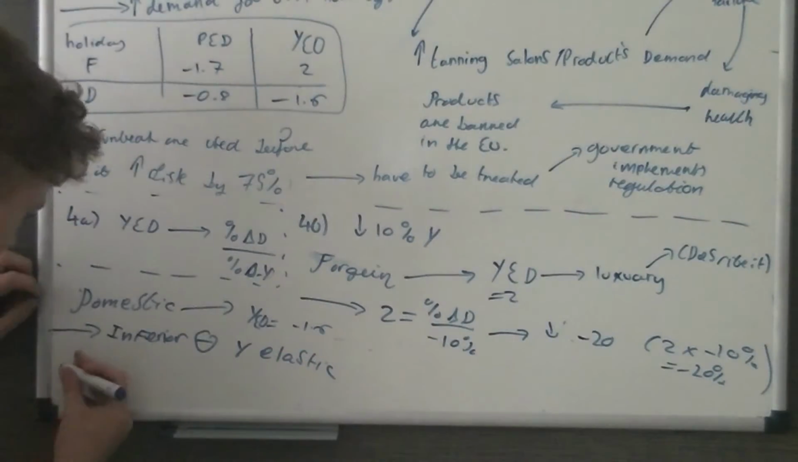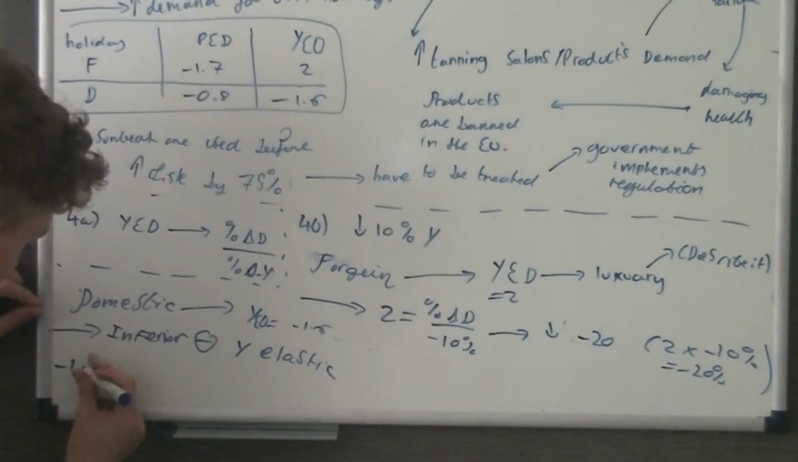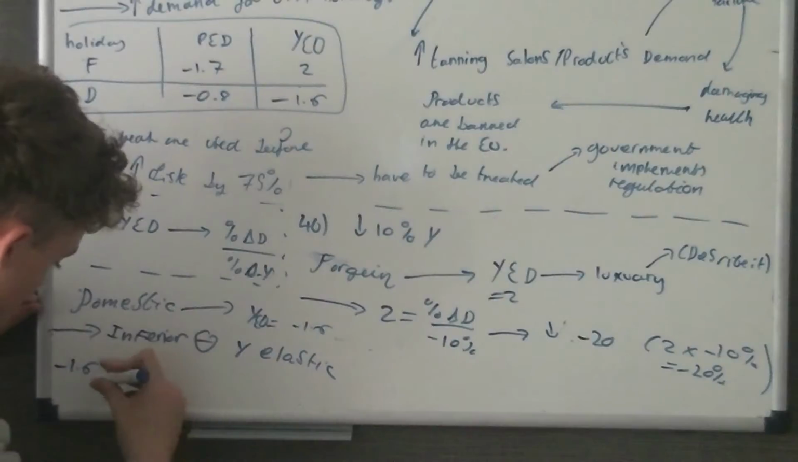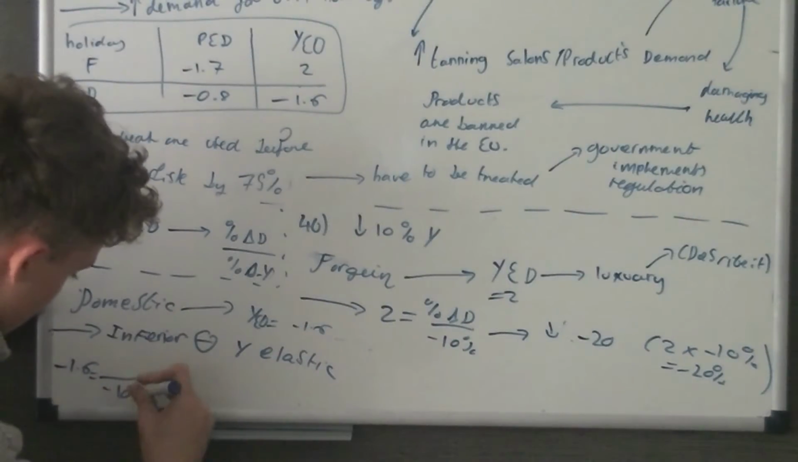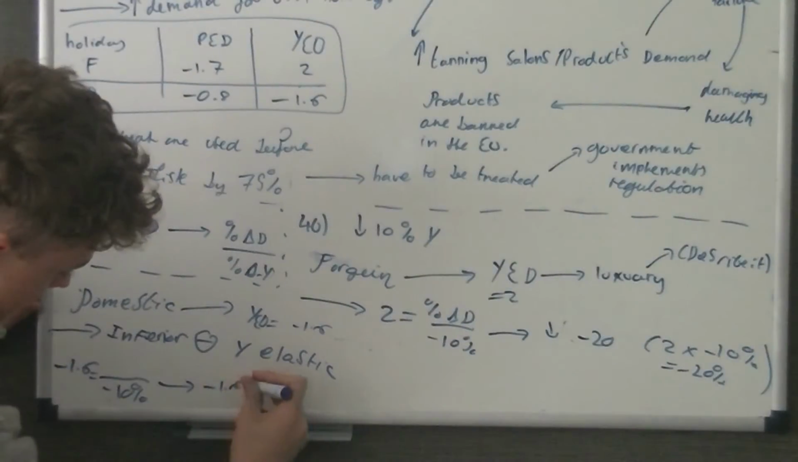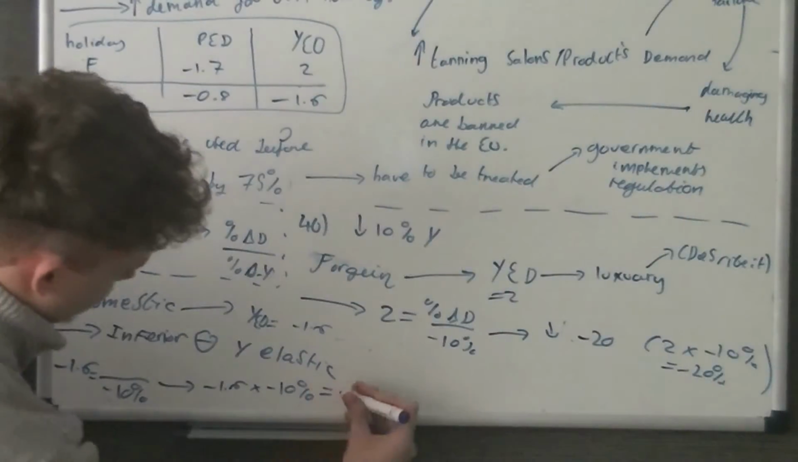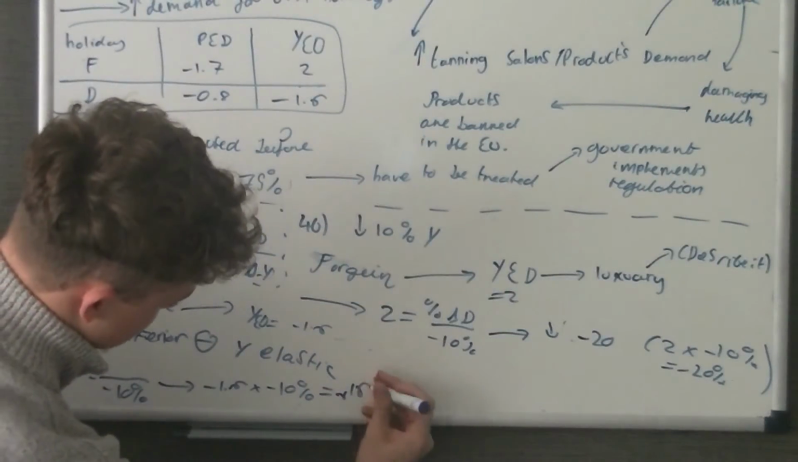And obviously we use the same formula we did here. We've given the YED, minus 1.6. We know income is falling by negative 10%. We times negative 1.6 by negative 10%. That gives us a positive increase of 16% demand.